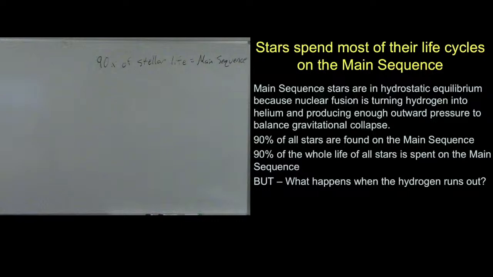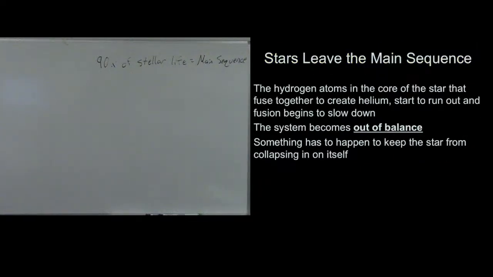But when the hydrogen fuel in the core runs out, that's when a star is no longer a main sequence star and it becomes something else. When a star leaves the main sequence, that is, when it finishes using up its hydrogen fuel for nuclear reactions, it becomes out of balance. There is no longer a sustained set of energy generating processes to counteract the crushing force of gravity on the inside of the star. And so the competing pressures are no longer in balance, and eventually something has to keep a star from collapsing in on itself.